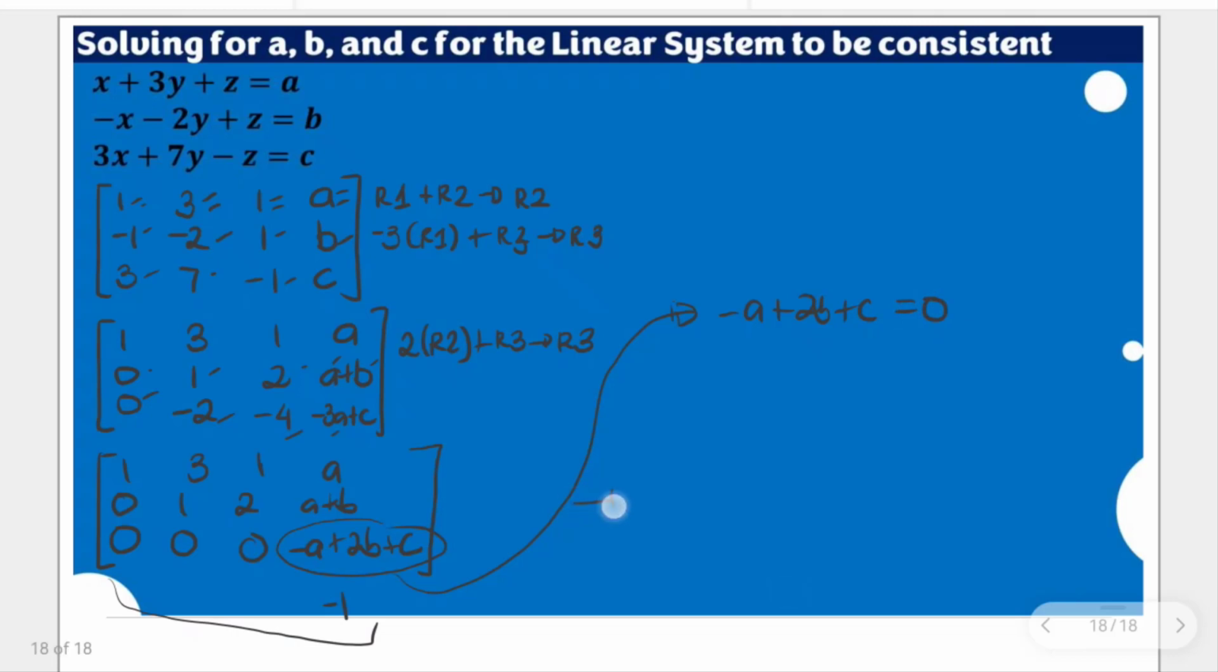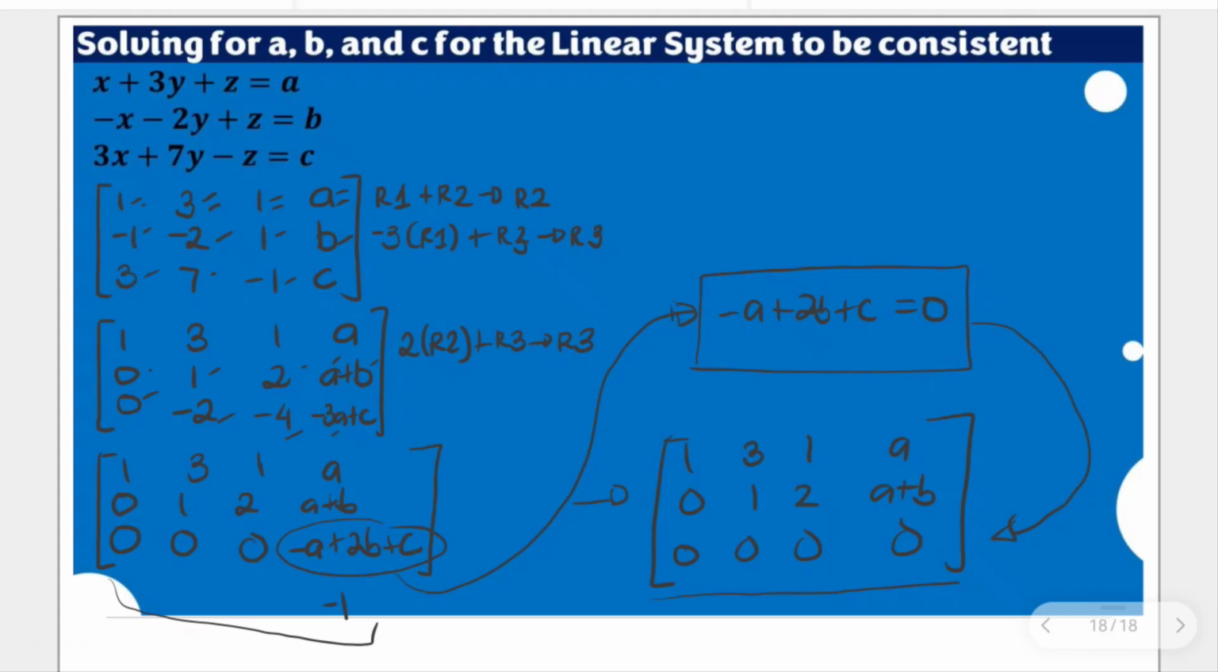See what will happen to this matrix if that is entirely 0. 1, 3, 1, A, 0, 1, 2, A plus B, 0, 0, 0, 0. Right? That's the entire negative A plus 2B plus C is 0. So if you have this, you have 0 entries for your third row, and you have 2 rows of non-zero entries. And as comparison to your variables, you have x, y, and z, you have 3 variables. So you expect a variable that will be represented by an arbitrary variable, either t or s. And with that, we are sure that we have infinitely many solutions here when this is equal to 0.